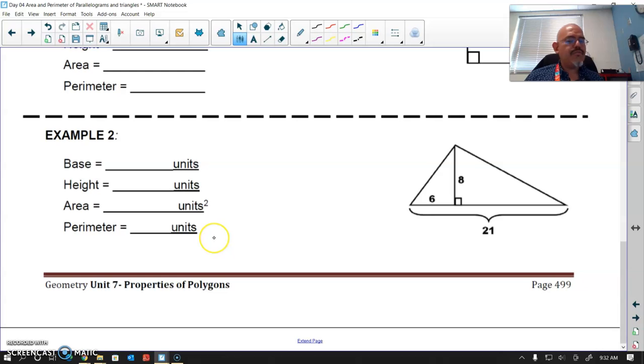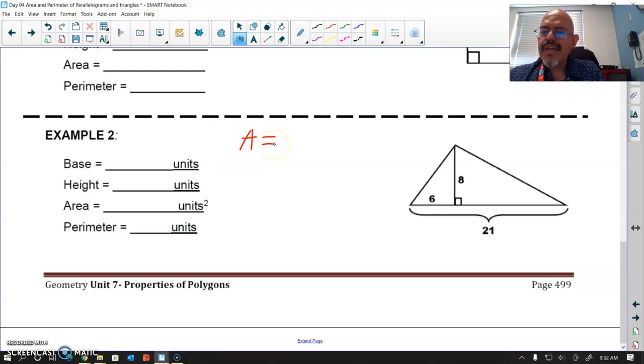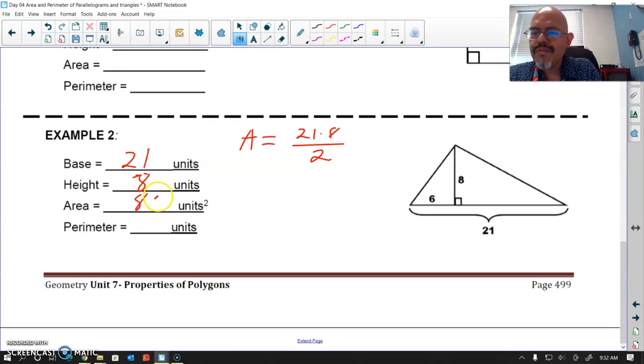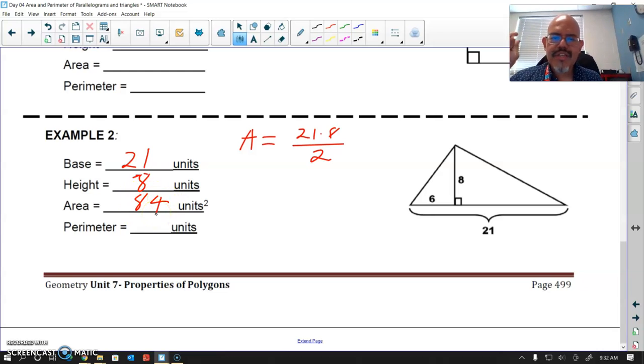Now we have this example. We're going to be doing the same thing. Area is going to be equal to, well, we have the base, which is 21, and our height, which is 8. So this is going to be 21 times 8 divided by 2, which is 84.